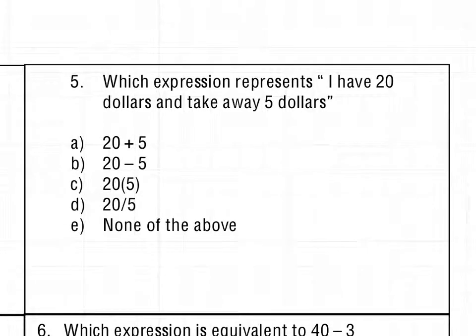Alright, which value represents the idea of having $20 and then taking away $5? So we see the words take away here. That's a keyword that we know means subtraction. So we're taking away $5, and so we go from 20 down to 15. 20 minus 5.